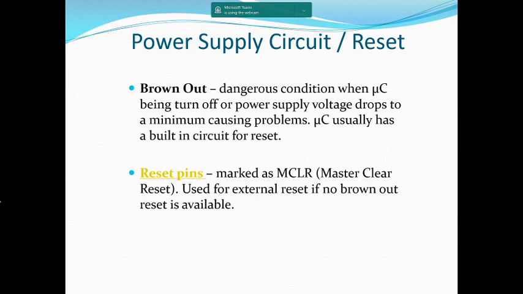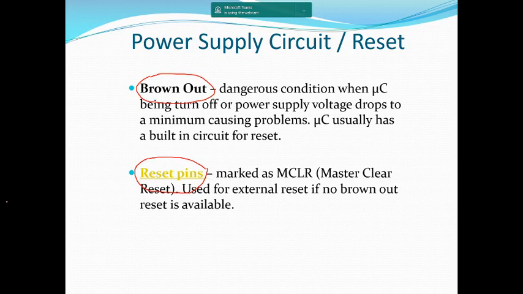The first one, they call it brownout. And the second one, they call it reset pins. Remember that just now, I talked about the reset pins. Like your PC, when your PC hangs, you try to reset it, right? They call it hard reset or whatever. That is related to the pins itself. So when your microcontroller has a problem, when you run the program on your microcontroller, and it hangs.